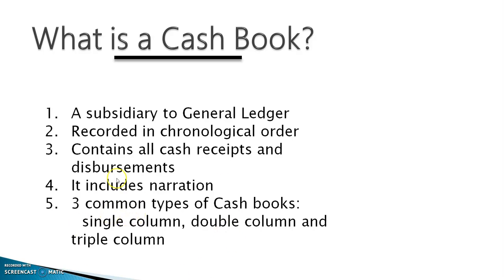Then number 3, it contains all cash receipts and disbursements. Cash receipt, you understand, is whatever cash you have got. So you have sold goods and you have got cash. You have got commission. You have received discount. So whatever cash you have received will come under cash receipt.